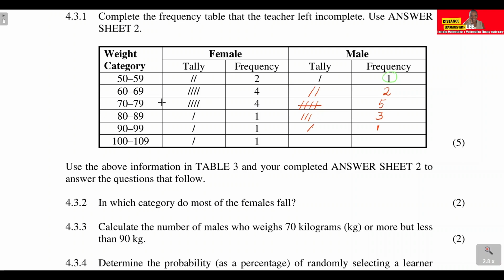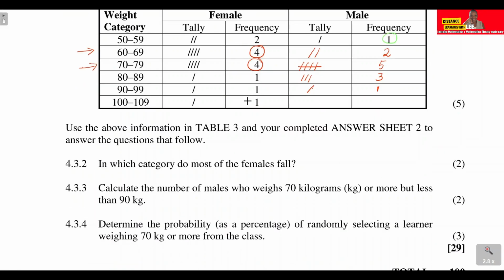And we see the categories that give us the highest frequency are 60 to 69 as well as 70 to 79, because those ones had the highest frequency of 4. Okay, so we're going to write down the category where most of the females fell, which is the 60 to 69 and the 70 to 79. Okay, let's have a look at the next question.